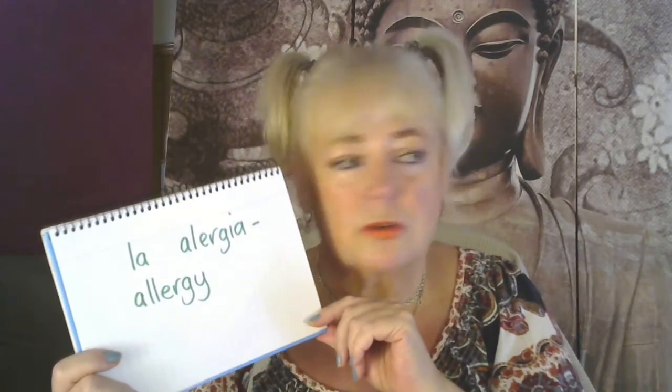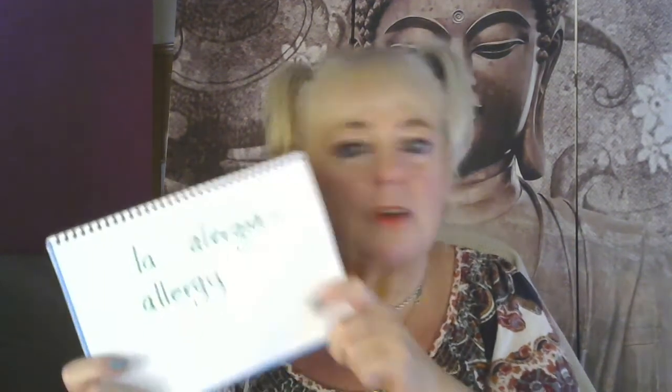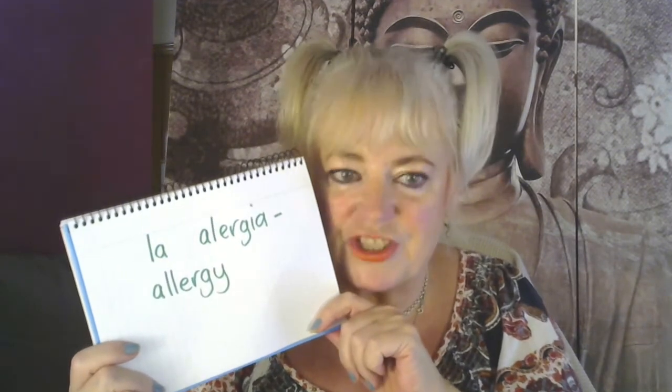Or especially in the summer, you may have alergia a algo. You know, there's so many things we can be allergic to, you know, perros, gatos, polvo, dust, muchas diferentes cosas. Y eso es una alergia. Allergy is alergia. So you would say tengo alergia a, I am allergic to.